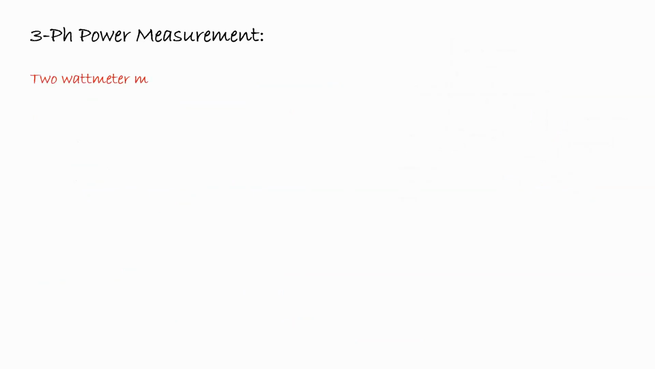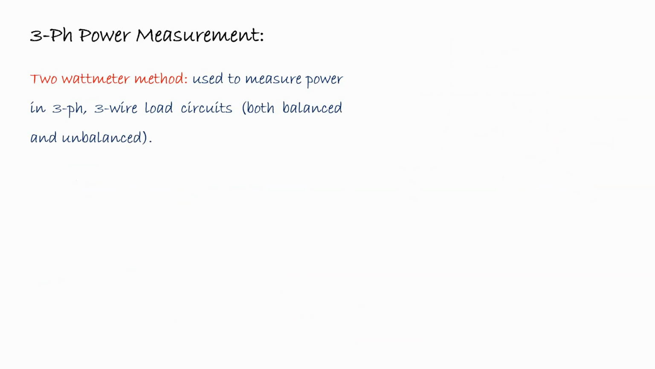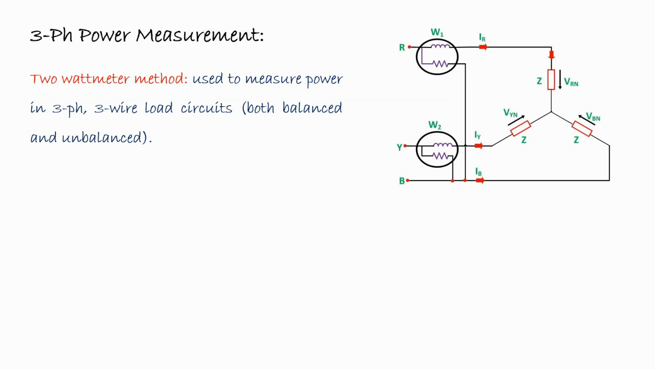The third type of concept is the two wattmeter method. It is used to measure the power in three-phase three-wire load circuits, both for balanced as well as for unbalanced systems. And this method is universally accepted to measure the three-phase power, because using this method, we can also measure the power factor of the load, which we will discuss later in this lecture. Here is a circuit diagram.